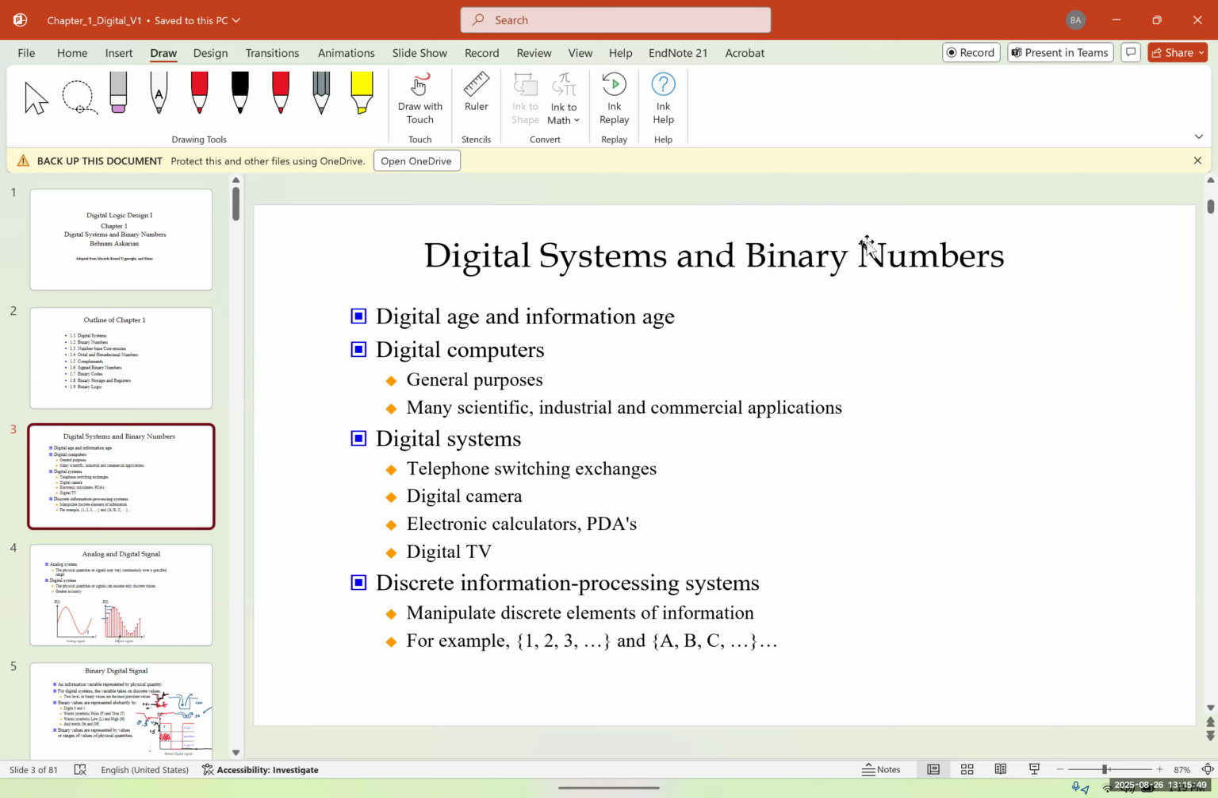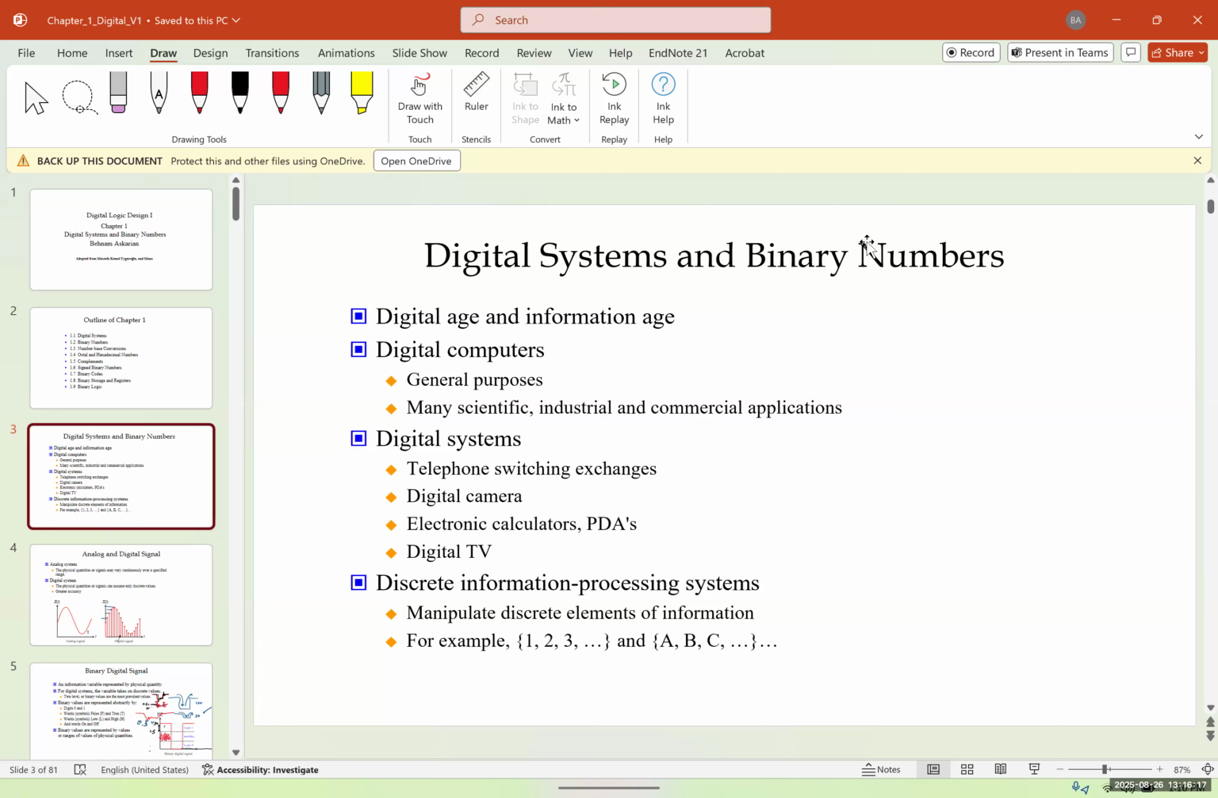So this is a little bit of introduction. We have different digital computers. We have general purpose computers, and we have many scientific, industrial, and commercial applications for that. One example would be PLC, which are programmable logic controllers, which usually are used in industries, for example, in a factory or in other industries.